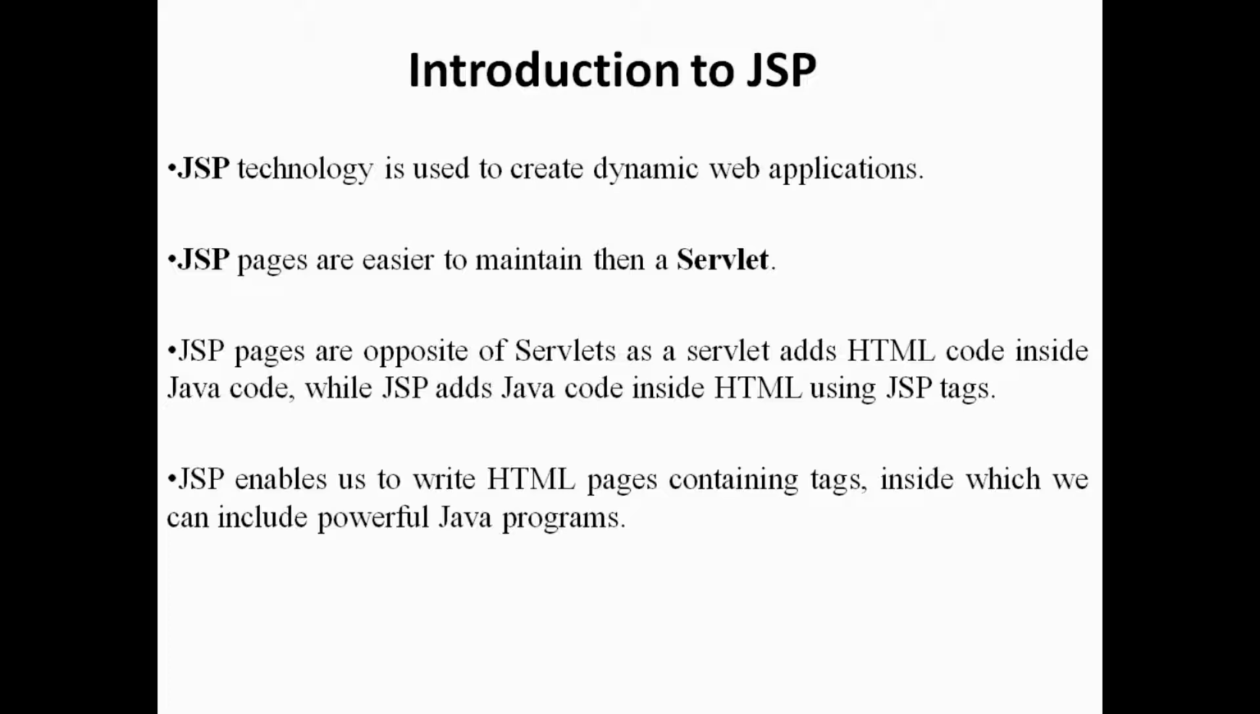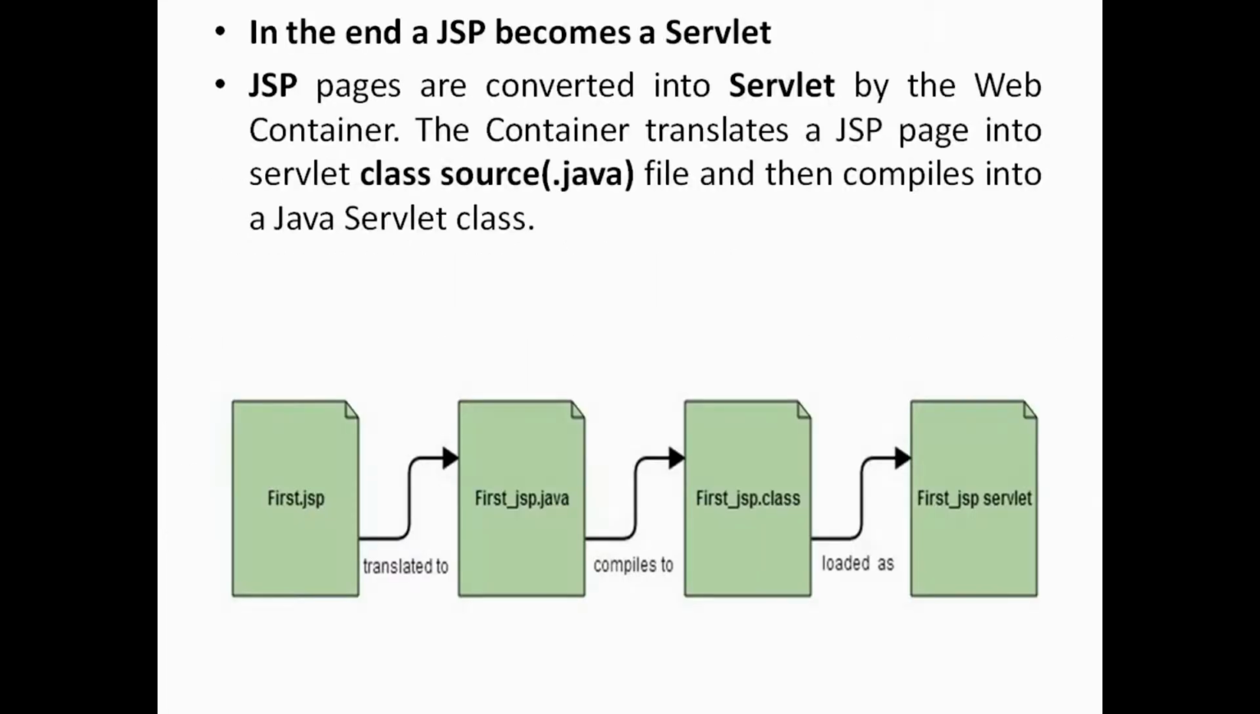JSP enables us to write HTML pages containing tags inside which we can include powerful Java programs. And in the end, a JSP becomes a servlet. JSP pages are converted into servlets by the web container. The container translates a JSP page into a servlet class, that is a .java file, and then compiles it into a Java servlet class. So here is the flow of how a JSP becomes a servlet.